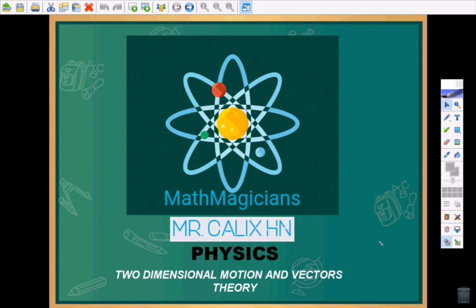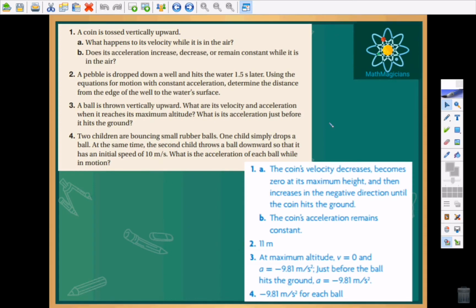Continue with our physics course. Today we will see the two-dimensional motion on vectors, but only the theory part. Practice part will be our video number 2. As always, you have the exercises so that you can check your answers of the last video.